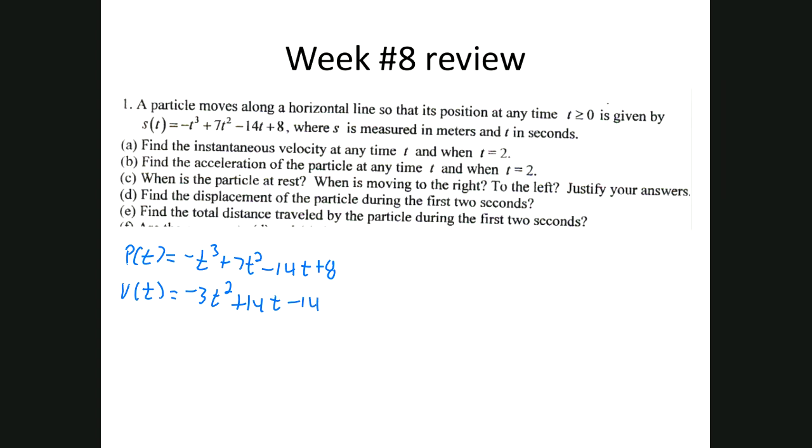And when I do that, I end up with, let's see here. If I put 2 in here, that gives me 4. That's negative 12 plus 28 minus 14. So that gives me negative 26 plus 28, which gives me 2. So the velocity at time 2 is equal to 2.